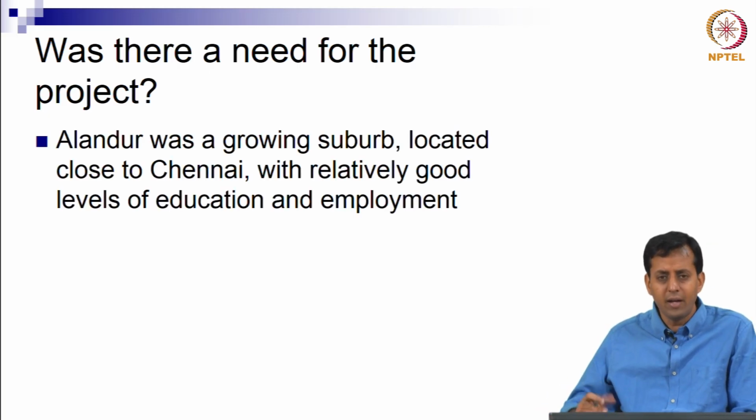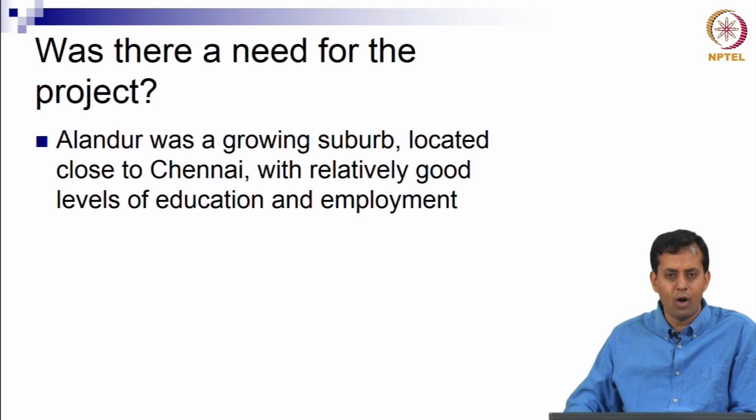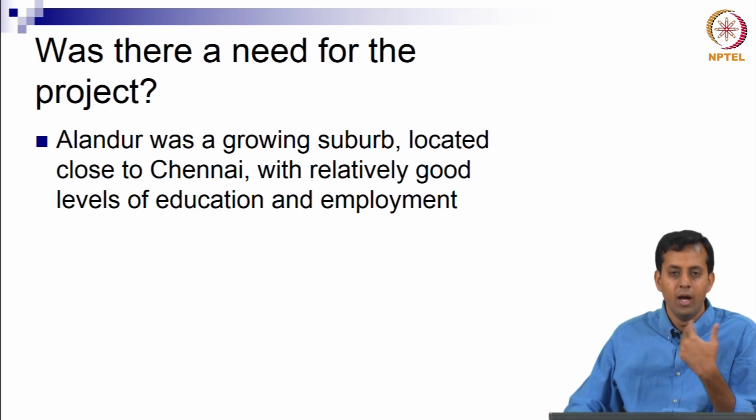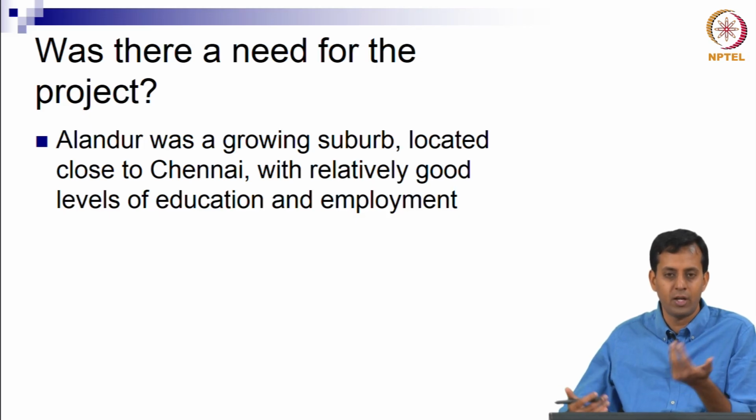So when you look at Alandur, and we are talking about almost 15-20 years ago now, Alandur is a growing suburb. At that point it was really a suburb of Chennai, no longer, but it was growing very, very fast. It had relatively good levels of education and good employment. What that meant was there were a lot of people moving to Alandur, trying to build residences in Alandur, land prices were low, schools were good, a lot of these people were employed in the IT corridor, and therefore they were becoming prosperous, families were growing.